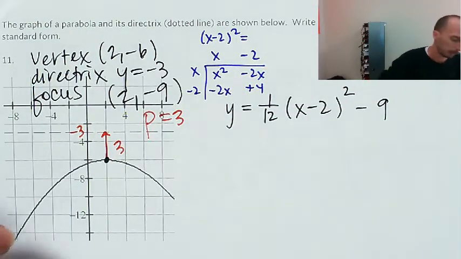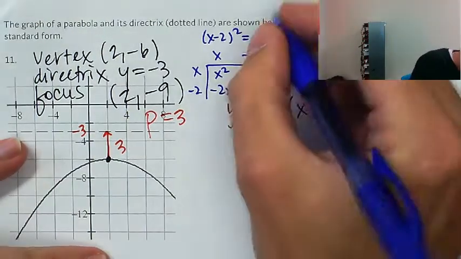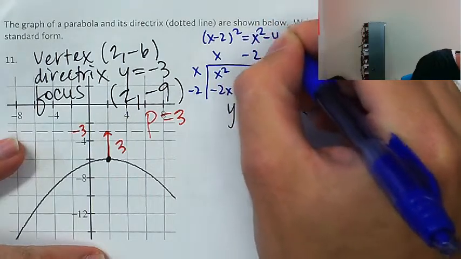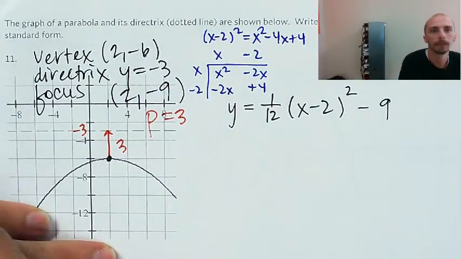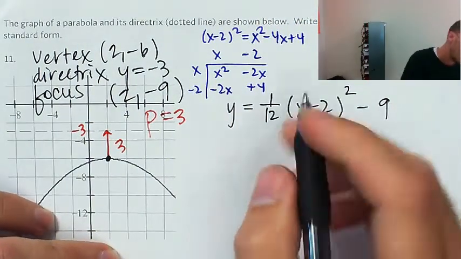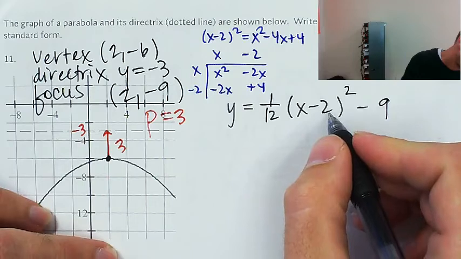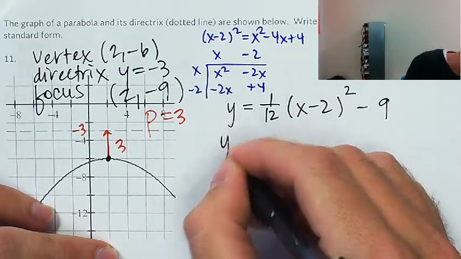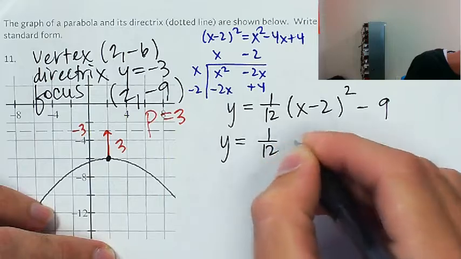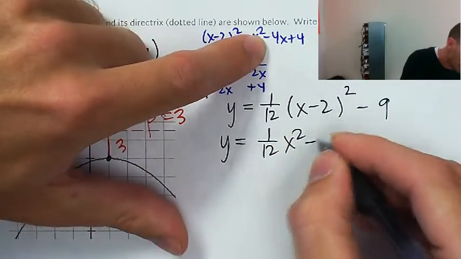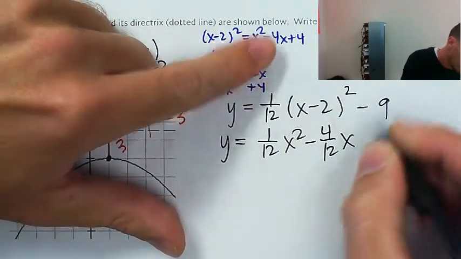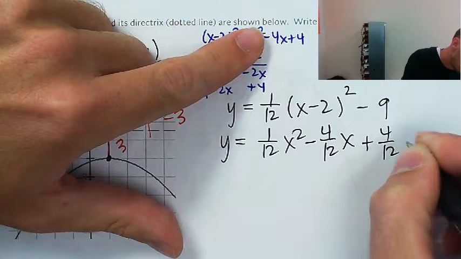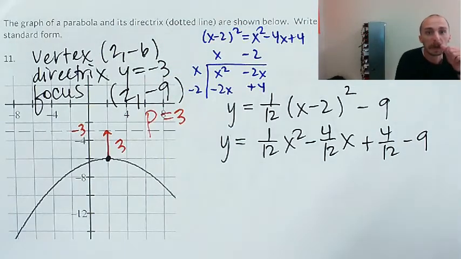Oh yeah, I've been actually writing out what it equals. x squared minus 4x plus 4 right there. And then over here, what am I going to do? Oh yeah, divide all of this by 12. Okay, so y equals 1/12 of x squared minus 4/12 of x plus 4/12 minus 9.